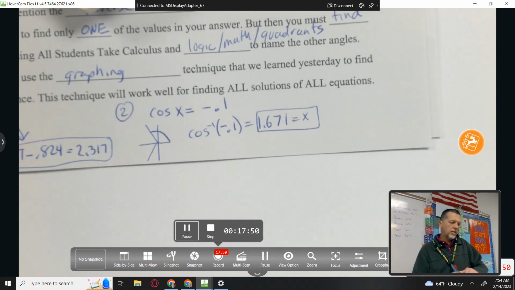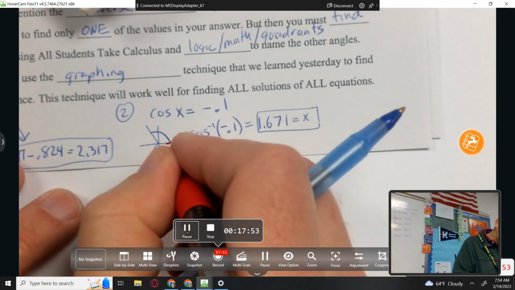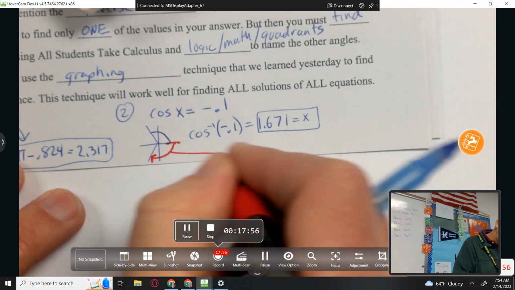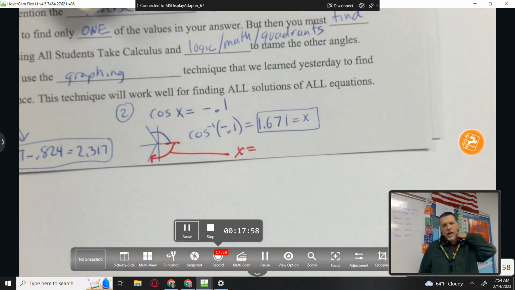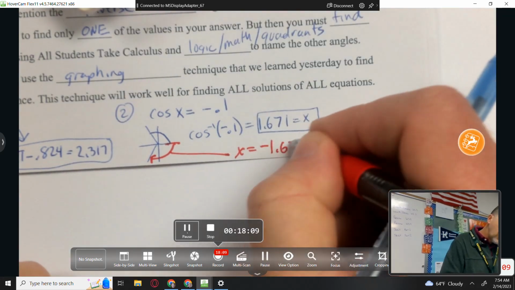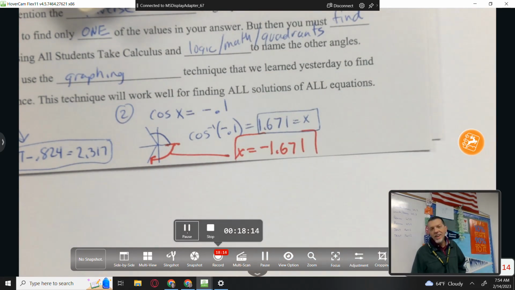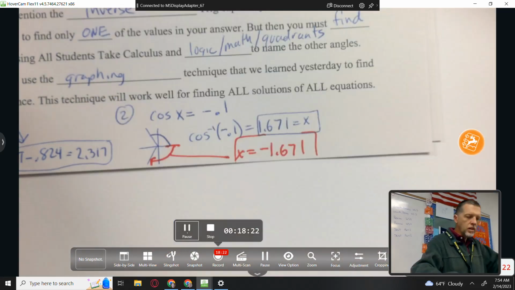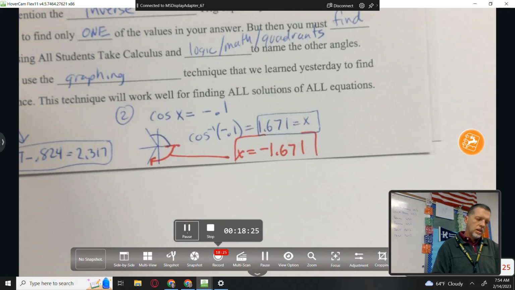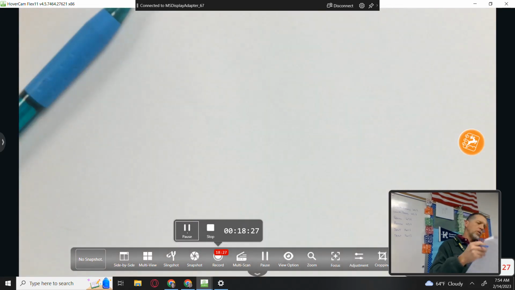My other answer, cosine's kind of easy. What's that angle going to be? Because of the symmetry, negative 1.671. So cosine is the easier one. It's always just plus or minus whatever the calculator gives you. Let's turn the page and do some more examples here.